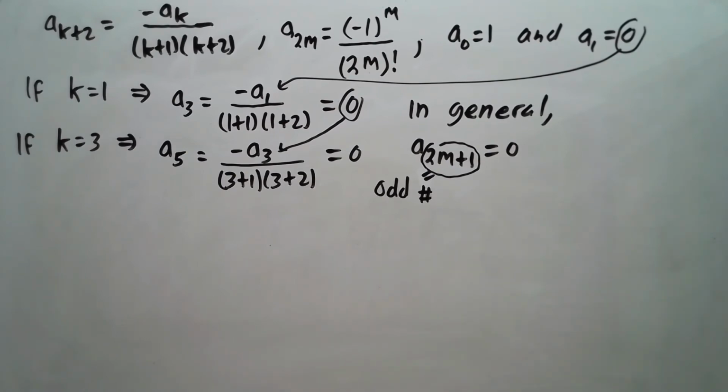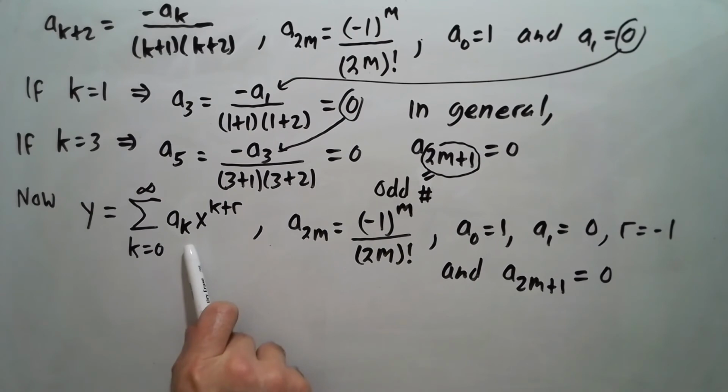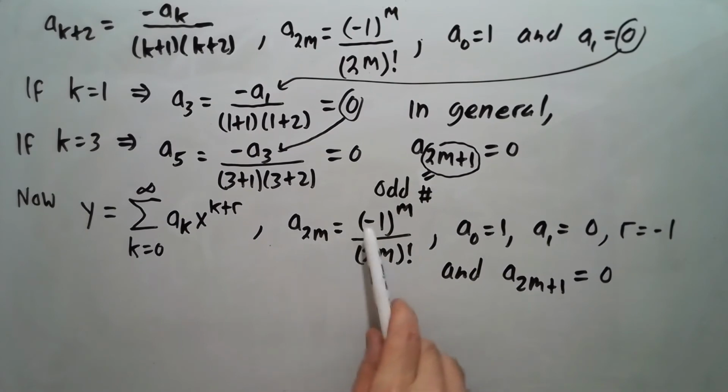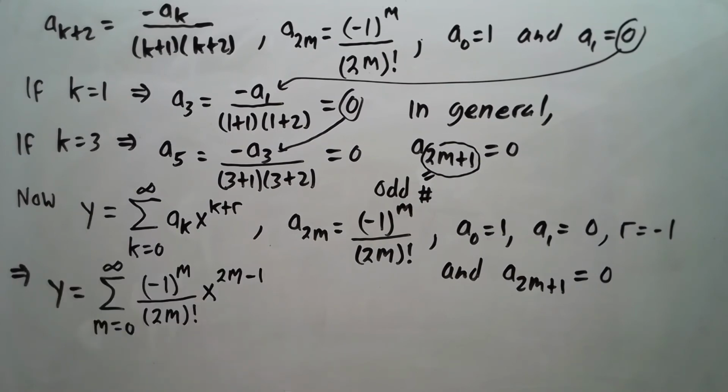Okay, so now let's write the series solution for case 1. Now our series solution will look like this. For case 1, we've just shown that A of 2m is this, A0 is 1, A1 is 0, R is negative 1, and A of 2m plus 1 is 0. So plugging our values into our series here, R is minus 1, K is 2m in our case, and m goes from 0 to infinity, just picking up the even terms here.